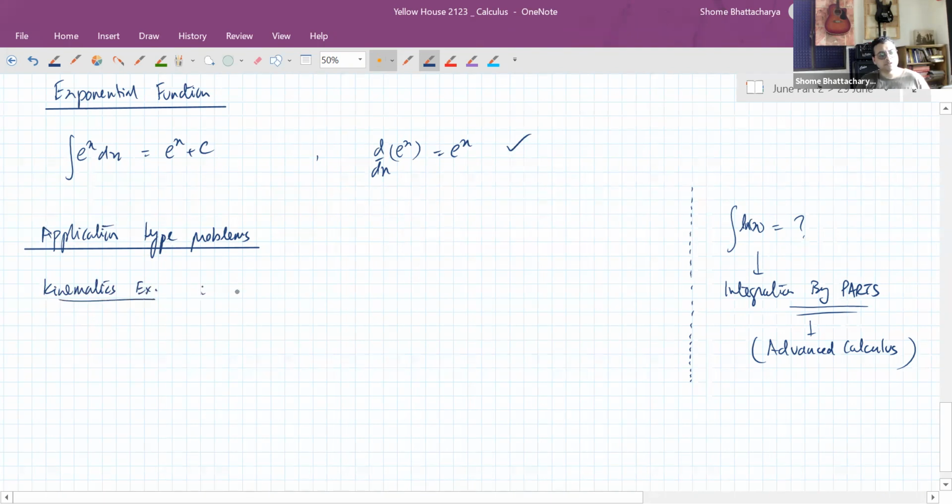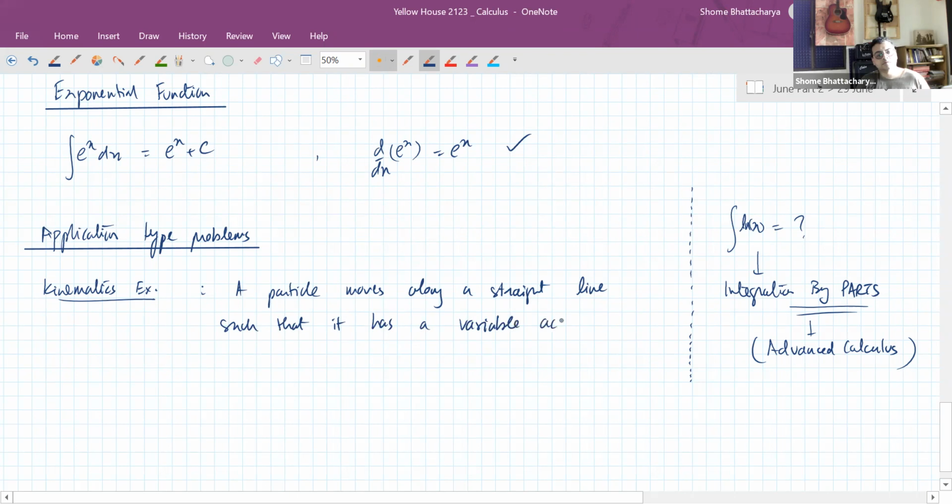So suppose we have a situation where a particle moves along a straight line such that it has a variable acceleration. So imagine such a situation. As you know, acceleration comes from force. So suppose some kind of force is acting on a body or on a particle which is not uniform in magnitude. The force keeps changing with time. Its direction is along a fixed axis, but its magnitude is changing with time. So then such a particle will have a variable acceleration.